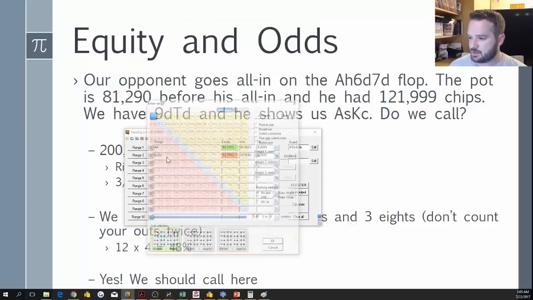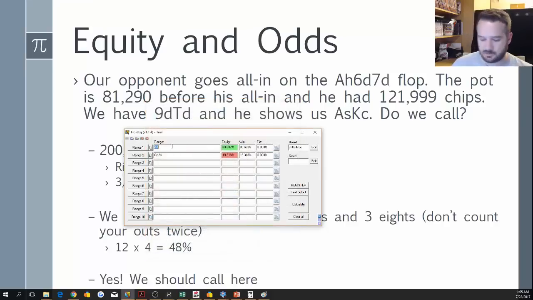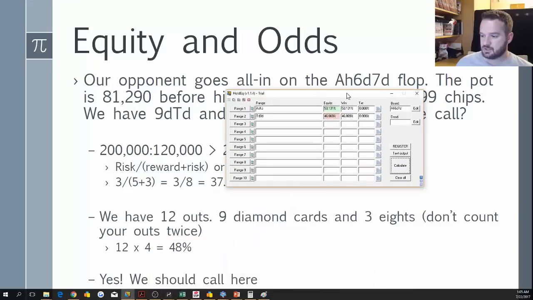So ace of spades, king of clubs. Let's just type it out this way. King clubs. We have 10 of diamonds, 9 of diamonds. And the board is ace of hearts, 6 of diamonds, 7 of diamonds. Calculate. 46.9% roughly. So we overshot it just slightly with our rule of 4 and 2, but that's perfectly fine.